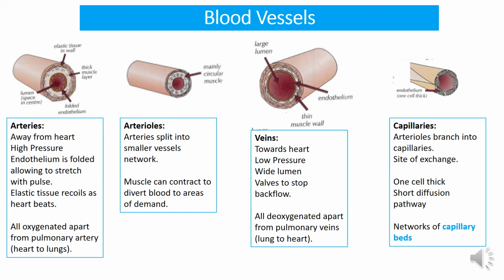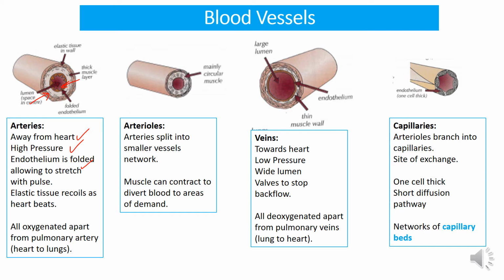So you need to know that the arteries carry normally oxygenated blood, and it's at high pressure away from the heart. The endothelium, which we often don't talk about, the inner lining, is folded. That allows it to stretch, to get bigger during the heartbeat as it pushes more blood out. Elastic tissue recoils, so it pulls inwards as the heart beats, and that maintains the pressure. And as I said, apart from the pulmonary artery, it is always oxygenated blood.